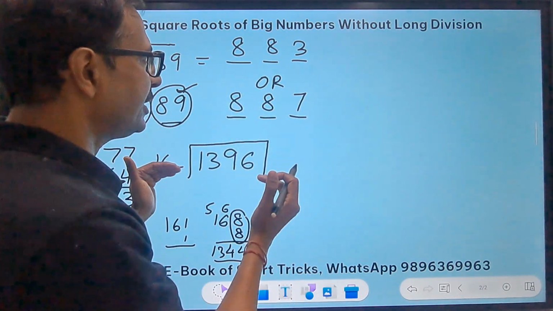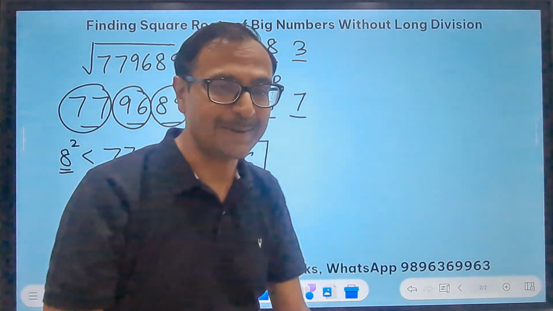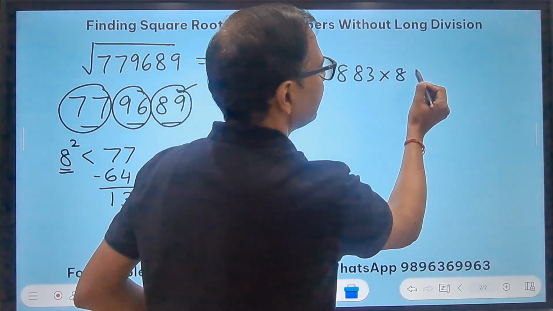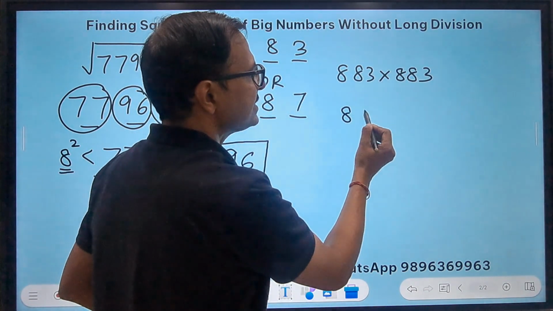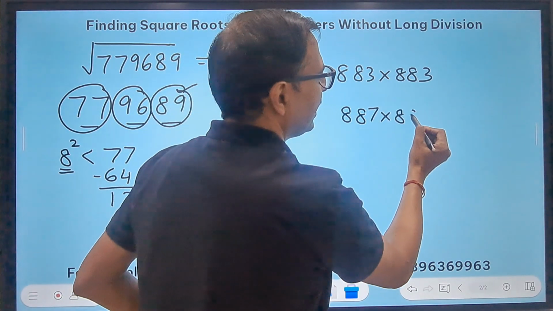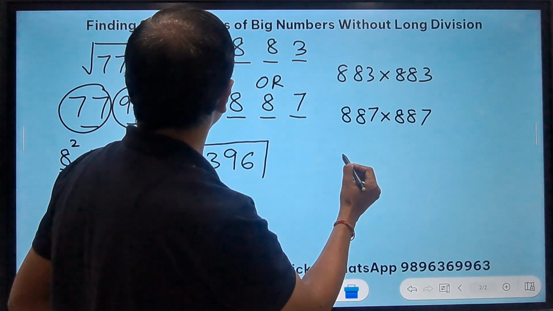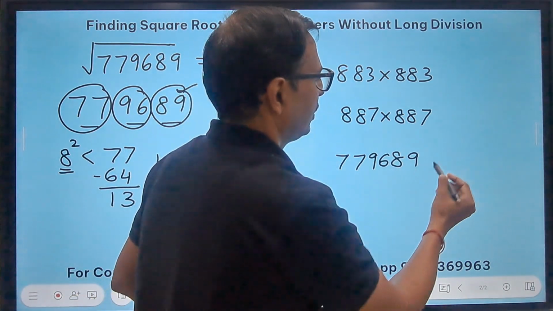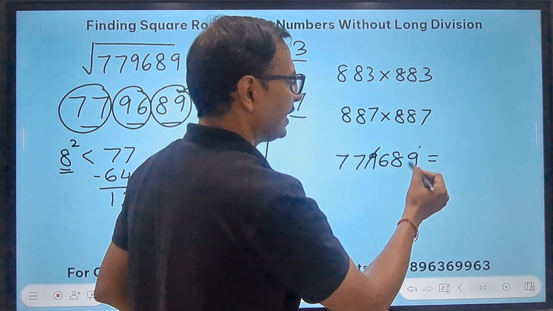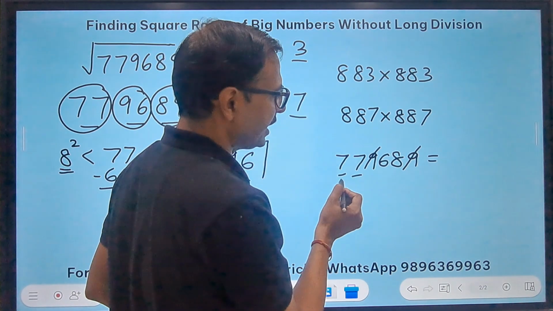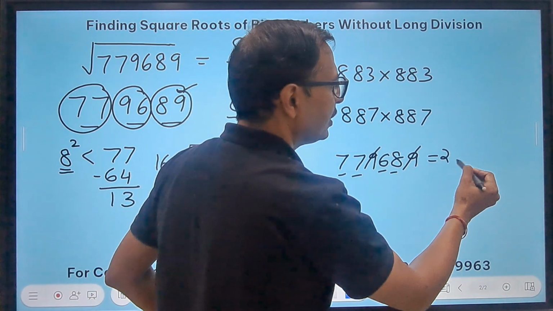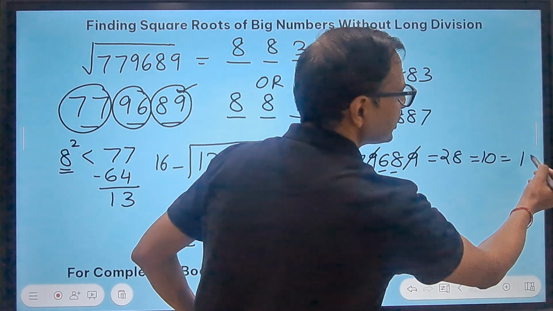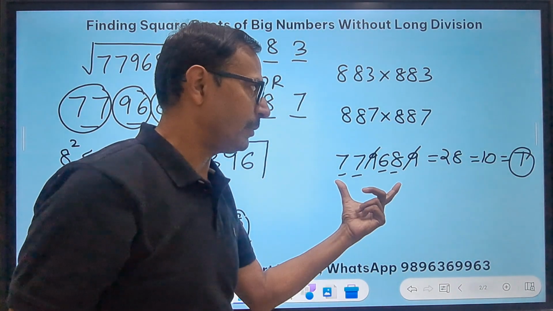Now we have two possibilities. Now you can see we are consuming very less time. Okay, now we will do 883 times 883, or we will do 887 times 887, and the single digit for the required number, that is 779689, right? What is the single digit for this? 9 can be cancelled. This is 14 plus 14, 28. 28 means 2 plus 8, 10. 10 means 1. So single digit is 1 for the number.